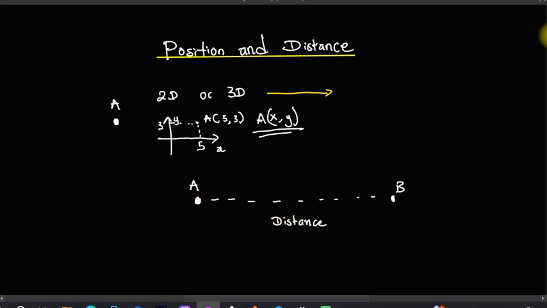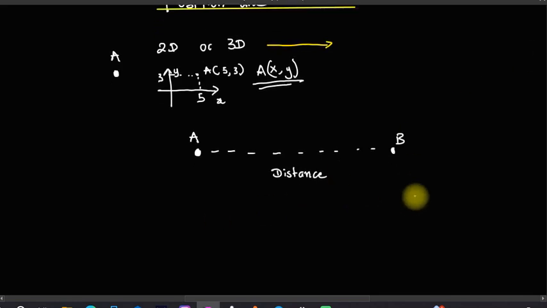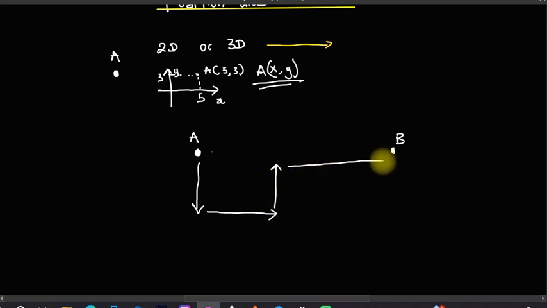Now it's not always in a straight line. We could have a path from point A to B as, let's say, start here, come here, move up, and then before we finally get to B. This is also distance. How much ground covered before getting to our final destination is also called distance.